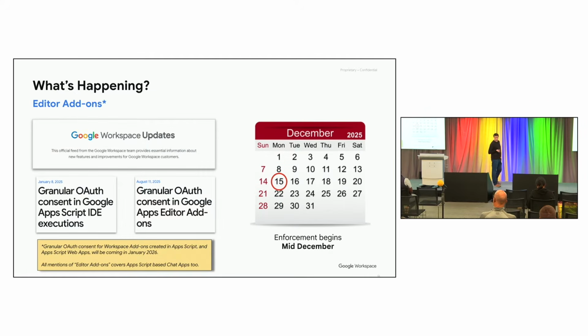There's actually a few different dates. All of them are kind of around the December, January timeframe, but they're slightly different. First, let's talk about editor add-ons. These are so-called legacy editor add-ons. They are things like add-ons in forms and sheets. They include chat apps and chatbots as well. I've noted that at the bottom there. We announced in January that this was coming, and we actually already enabled it for the IDE, so you can test it locally in the IDE as well in AppScript.